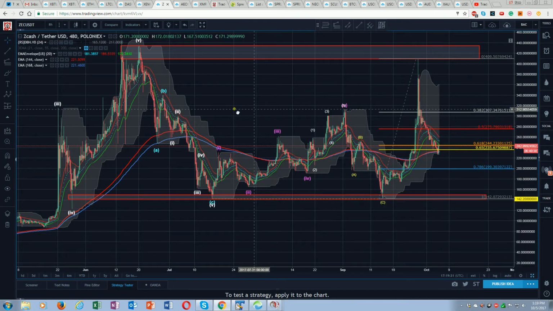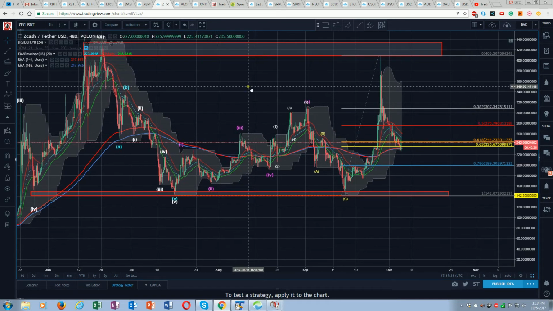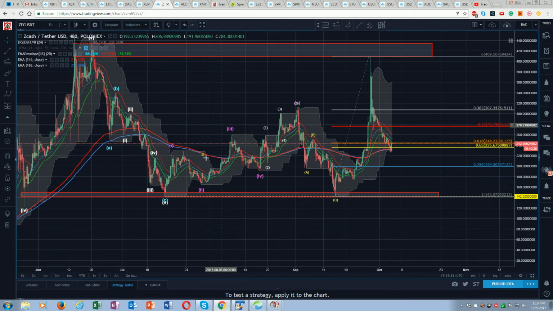Okay, so here, this is kind of the blessing and the curse of crypto. Here's Zcash on a 4-hour. This had been playing out so prettily, technically. We had the nice leading diagonal with the ending diagonal into this 5-wave sequence. We come down here.